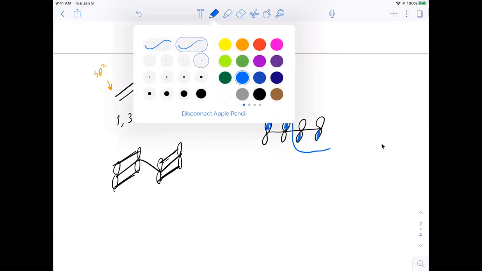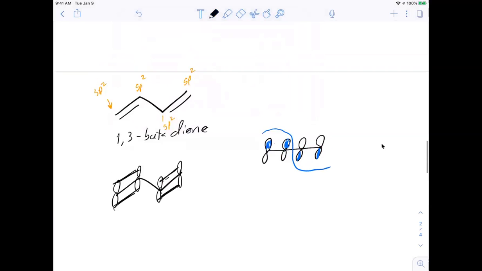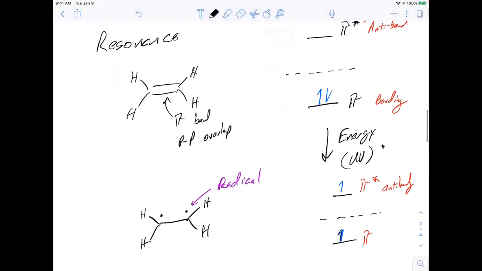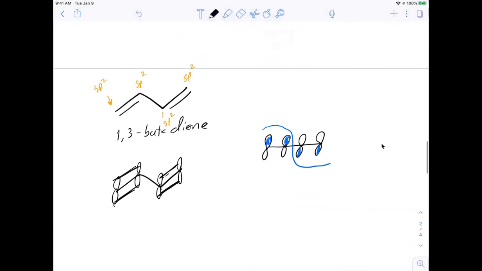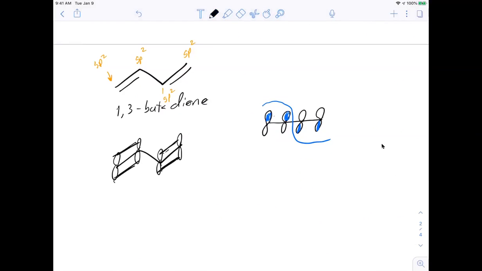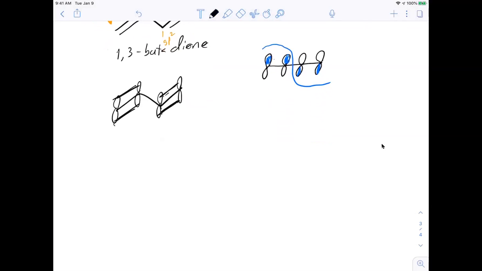But since there's 4 pi p orbitals, how many pi orbitals should I have? If we look up here, we had 2 p orbitals. And how many pi orbitals did I have? I had the pi bonding and I had the pi anti-bonding. So I had 2. So here, if I have 4 p orbitals, how many pi orbitals should I have? I should have 4. I should have 2 that are bonding, half, and the other 2 should be anti-bonding. So let's look at all of those and show what that looks like.